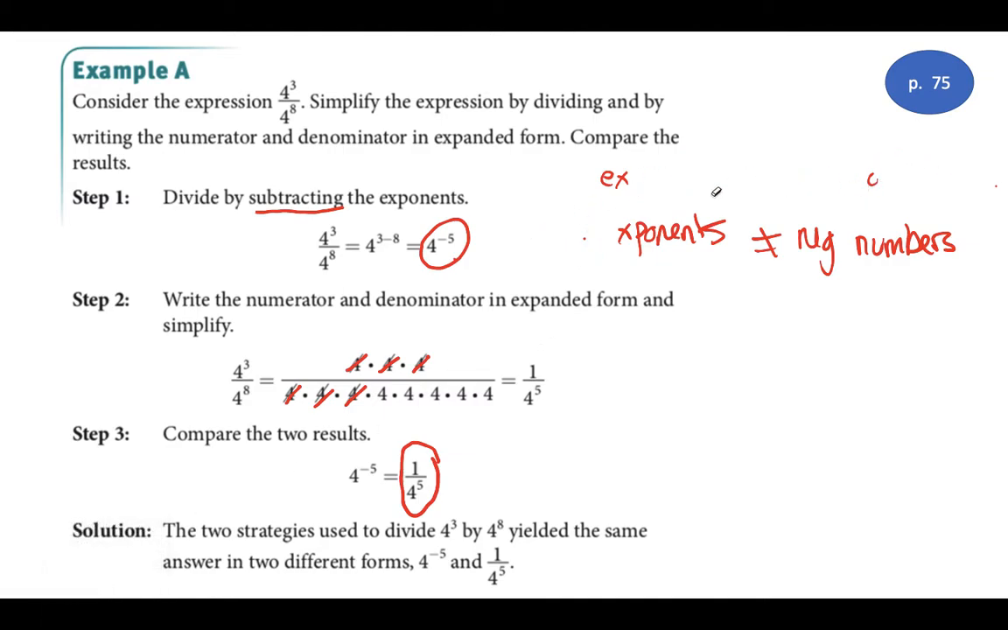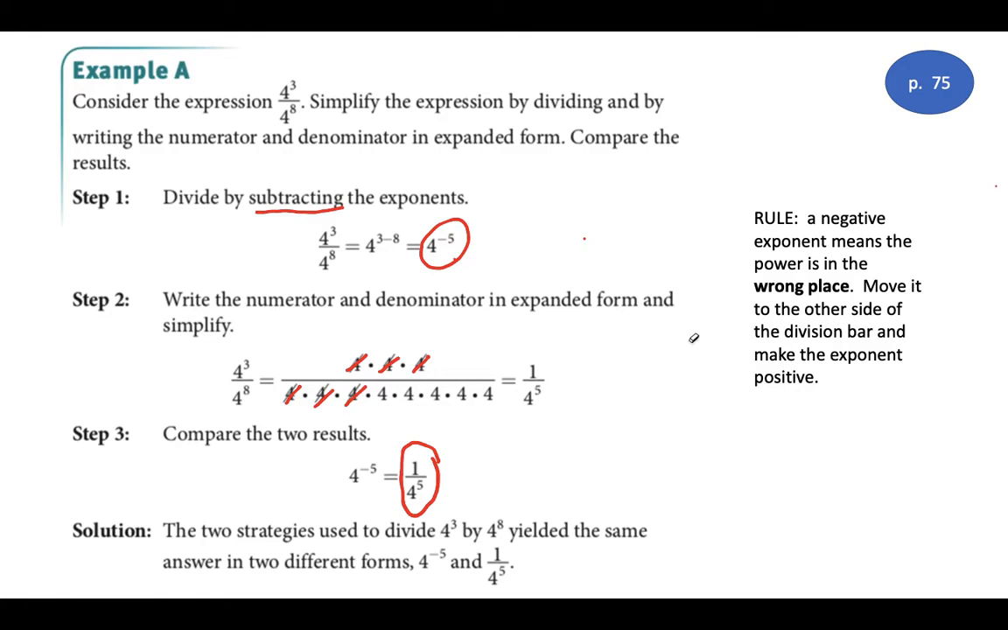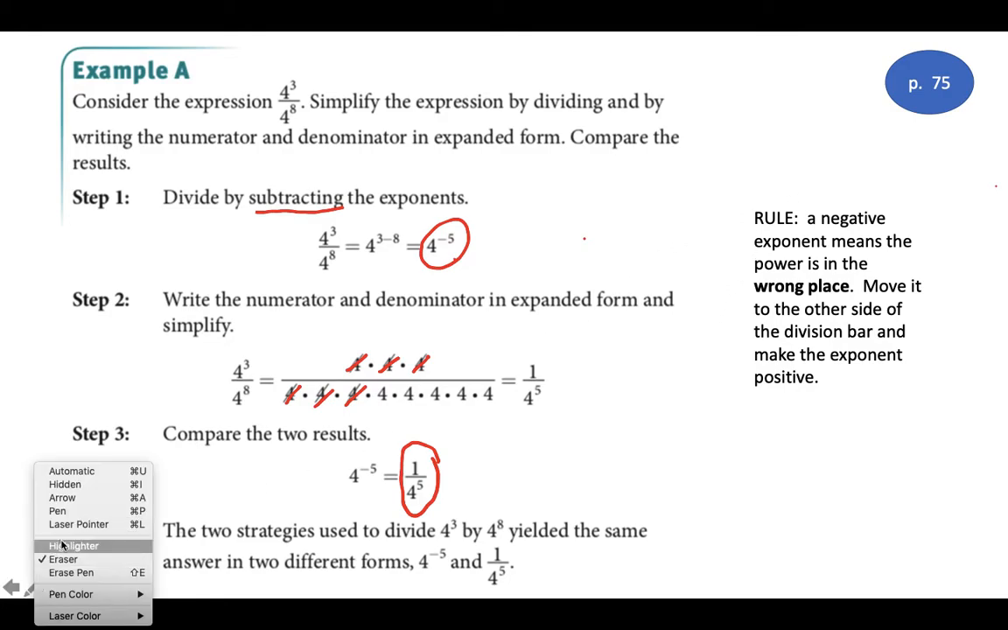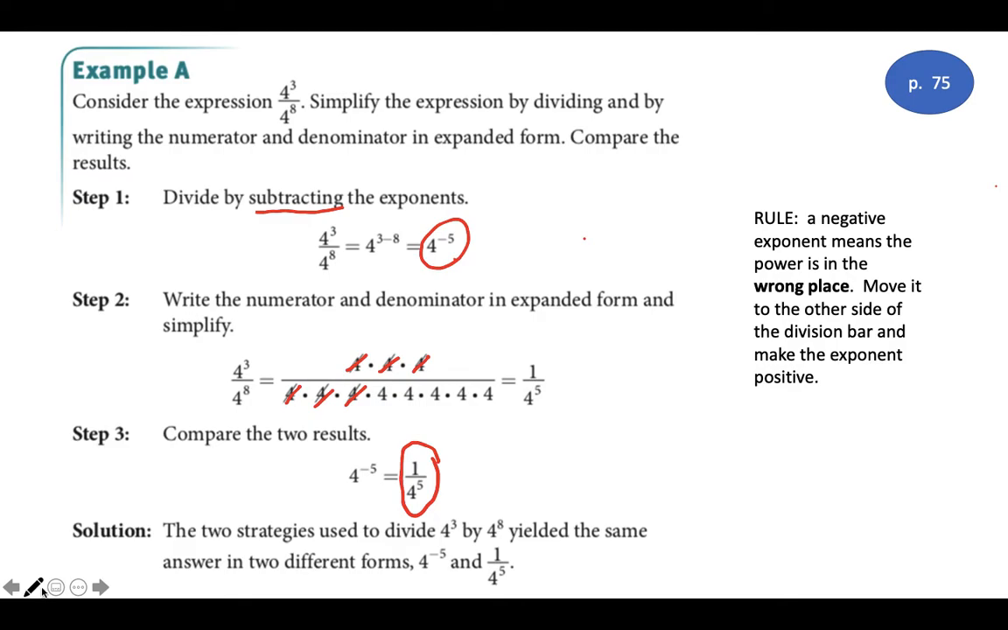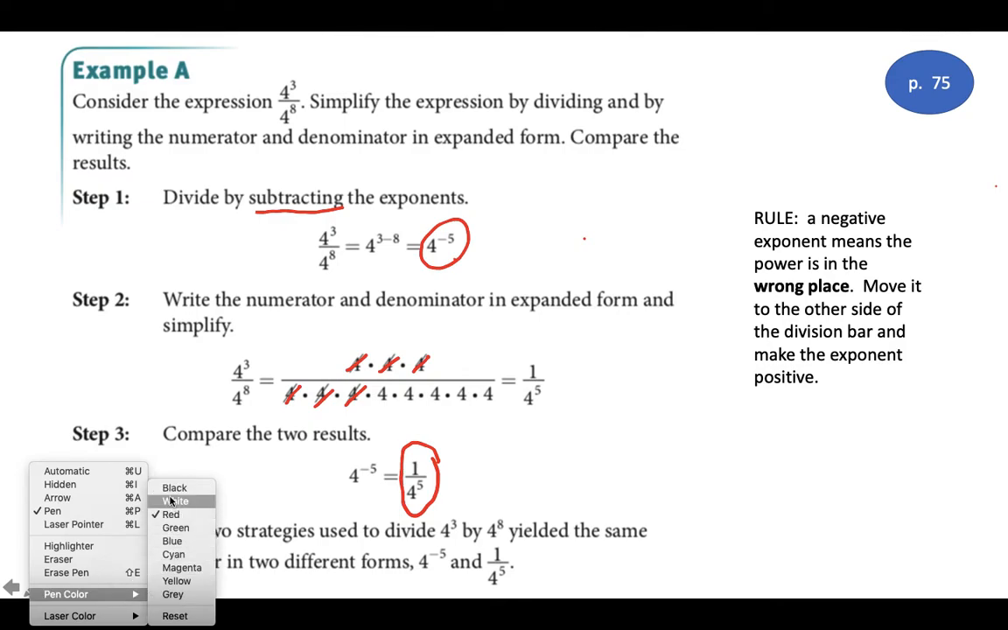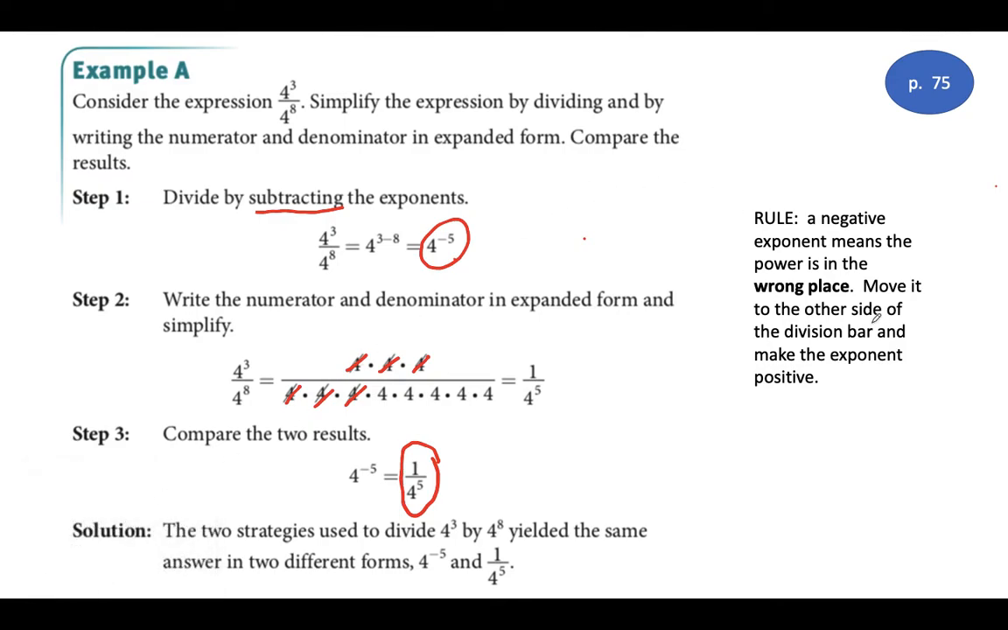Let's erase this real quick. For that guy. Okay, so here's our newest rule. Write this in your book, please. So the rule says that a negative exponent means the power is in the wrong place. Sorry, gotta mess with my pen. Move it to the other side of the division bar and make the exponent positive.